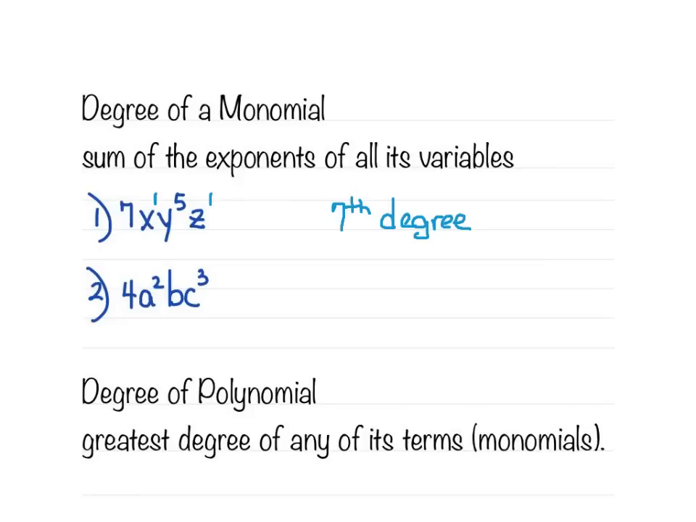Number 2, we have 4a squared b c cubed. Hit pause for a moment and determine what the degree of this monomial is. This monomial is a 6th degree monomial.